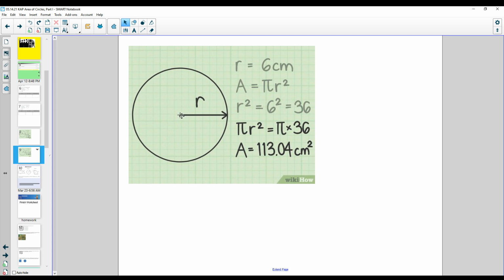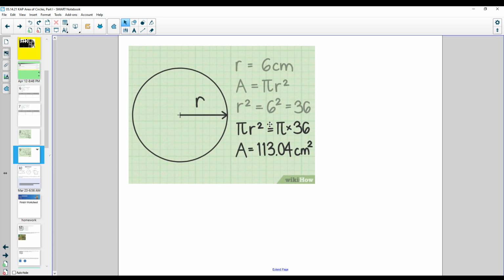A radius is a line from the center to the edge. So the radius is 6. The formula is A equals pi r squared. You replace the r, the radius, with the number 6.